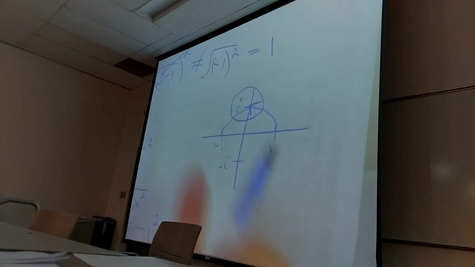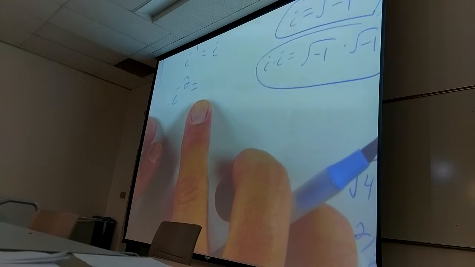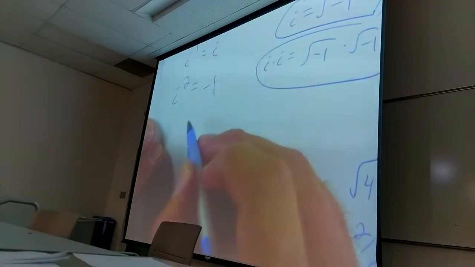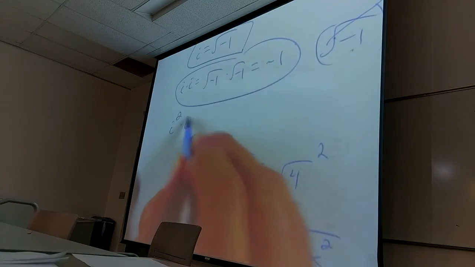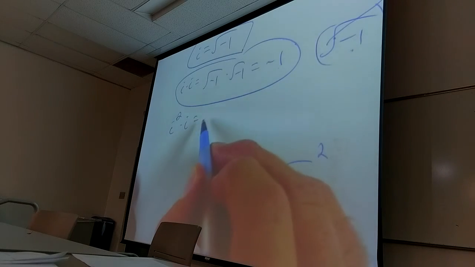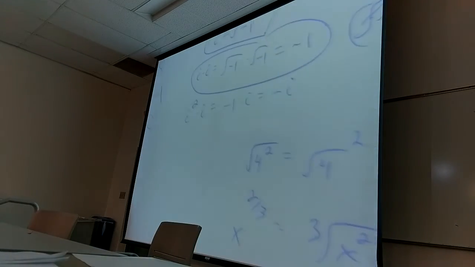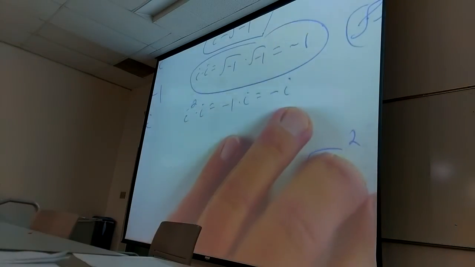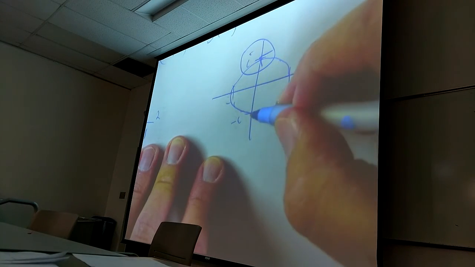I had to take a little side trip because we forgot what this was, but now we know. What's i squared? -1. So what's i cubed? One more rotation. Or take i squared and multiply by another i. What's i squared? -1. Times i. So what's -1 times i? -i. And if you look at this little picture again, there's 1, 2, 3 rotations. I'm at -i now.